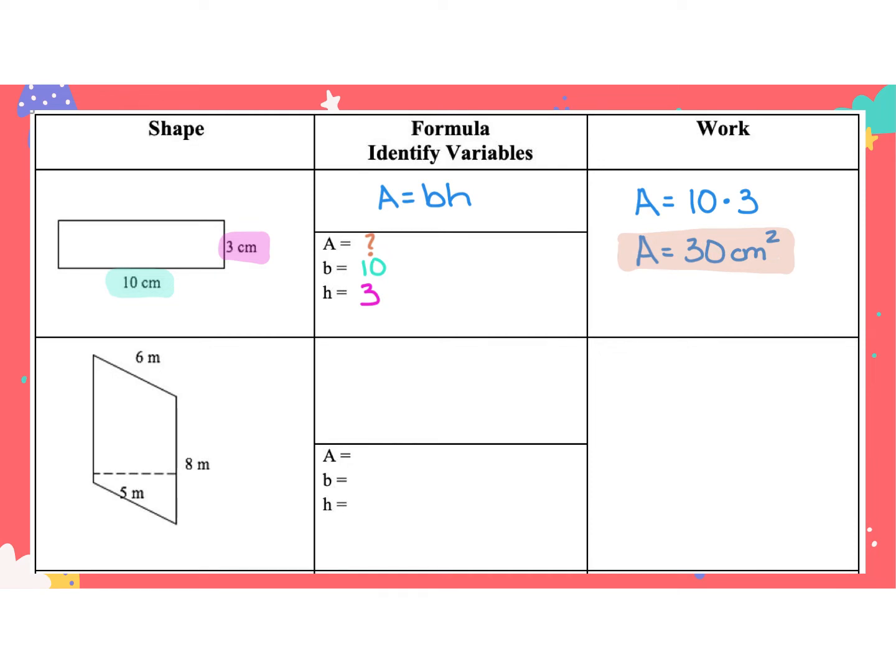Next, I see a parallelogram. I notice that my base is 8 meters. And my height is 5 meters on the inside of the shape. Again, we will be looking for the area. So we'll use our formula, area equals base times height.